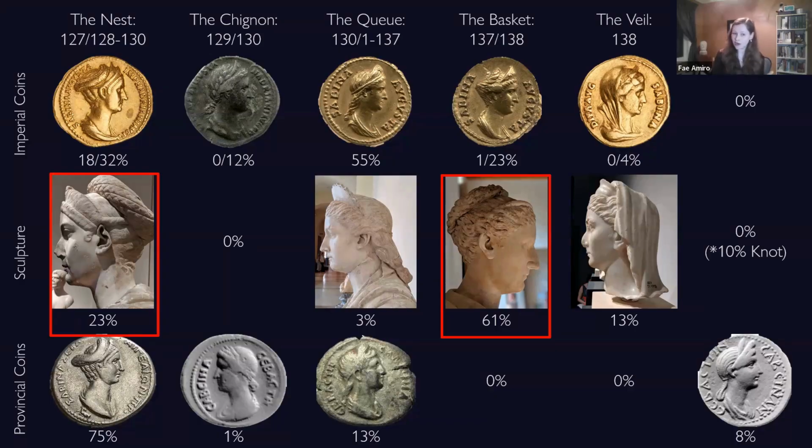Because it's so common, and because it was conflated with the nest, the idea is it must have been in use for a really long time. However, the die sequence seems to argue against that.